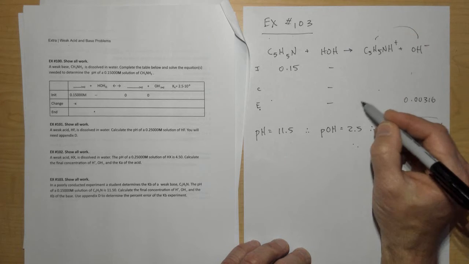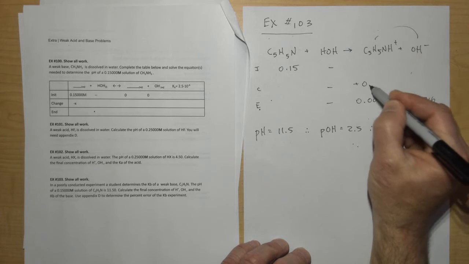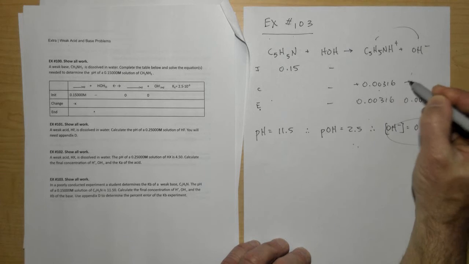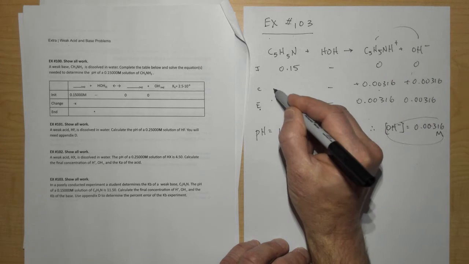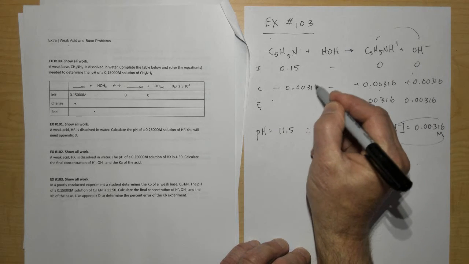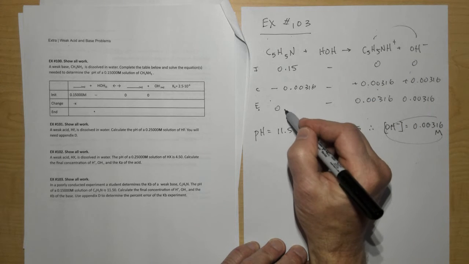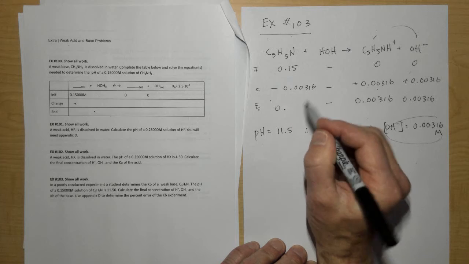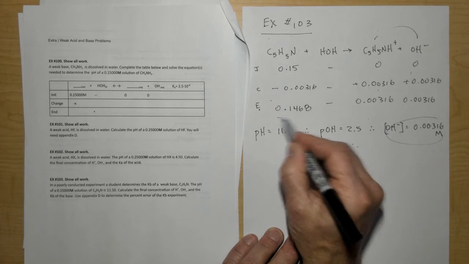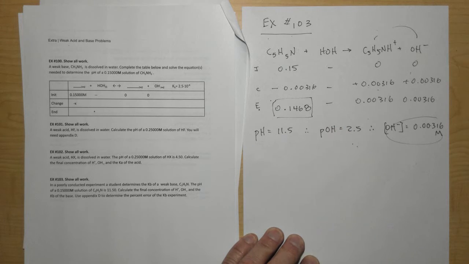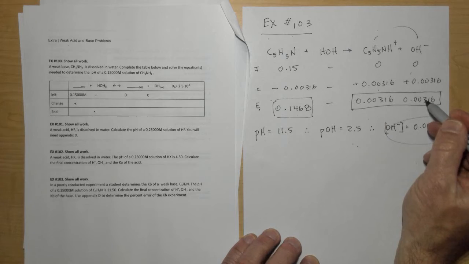Since it's a 1-to-1 ratio right here, it's also 0.00316 right here, which means I added 0.00316, and I added 0.00316 right here, starting with 0 and 0, which means I lost 0.00316 over here. When I do this subtraction, I end up with a number very close to 0.15. It's actually 0.1468 right here for my equilibrium concentration of the base and of my conjugate acid and OH minus.